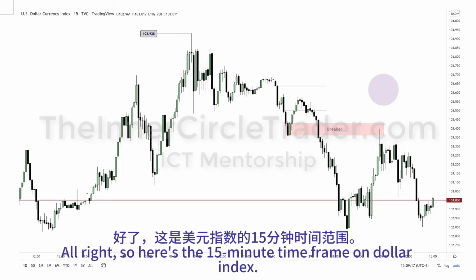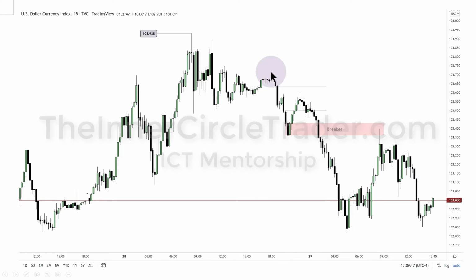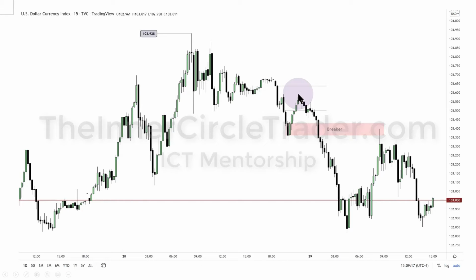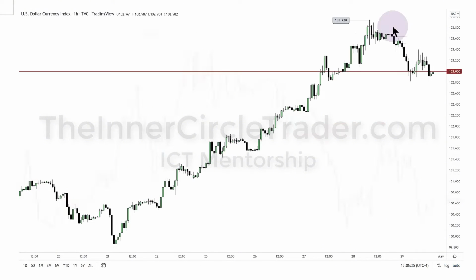All right, so here's the 15-minute time frame on dollar index. You can see that fair value gap we traded up into from the hourly. Let me go back up and show you. Here. That's what these lines are.